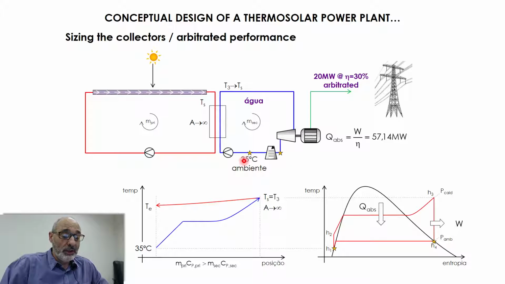Another point is that the area here is very, very big, so that the temperature T3 is equal to Ts. And we are working in this situation here: the heat capacity of the primary is greater than the heat capacity of the secondary. Actually, we have interest in having a very small temperature drop here. You're going to see in a few moments.